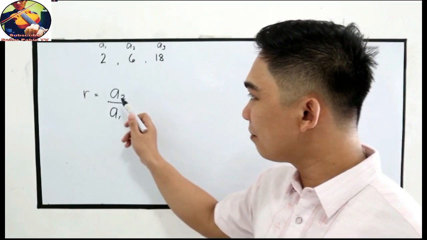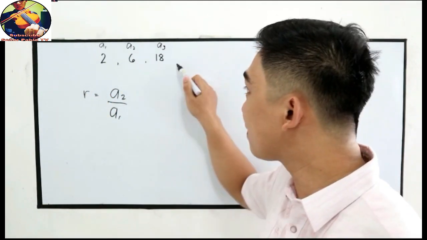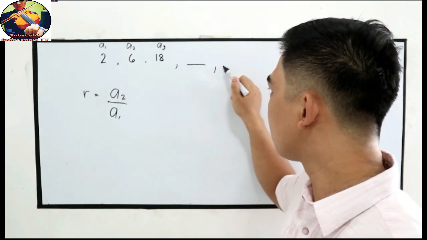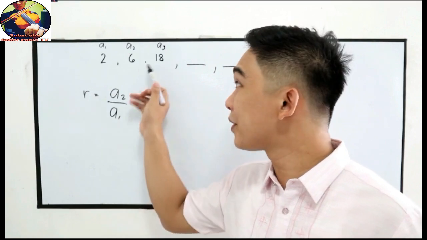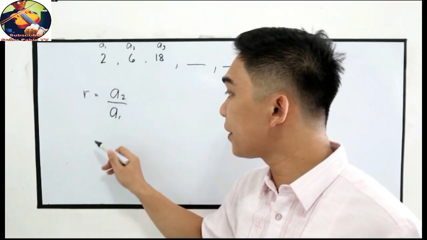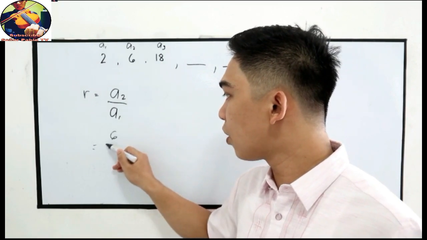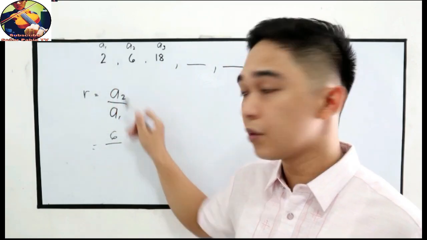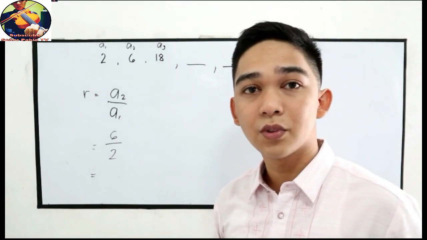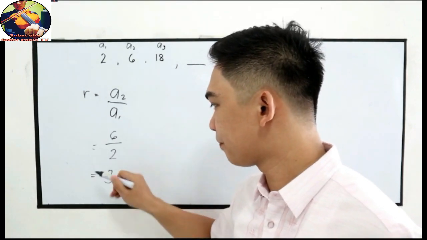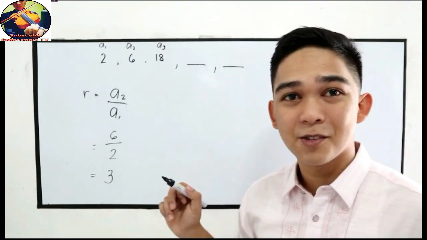Next, ito yung tinatawag natin common ratio. Para daw makuha natin next terms, i-multiply lang natin yung common ratio dun sa previous term. So dito, yung R natin, the common ratio is 6 over 2. Yan. 6 divided by 2, that is 3. Okay. Kunin natin yung mga next terms.